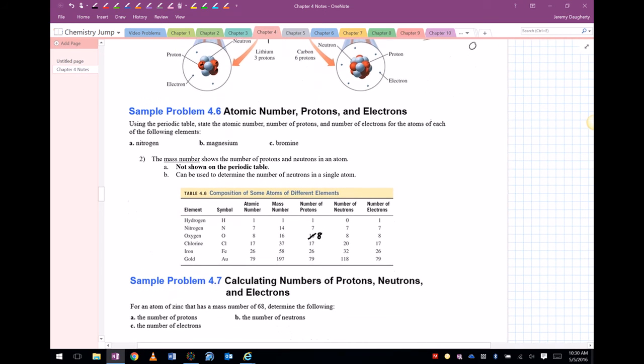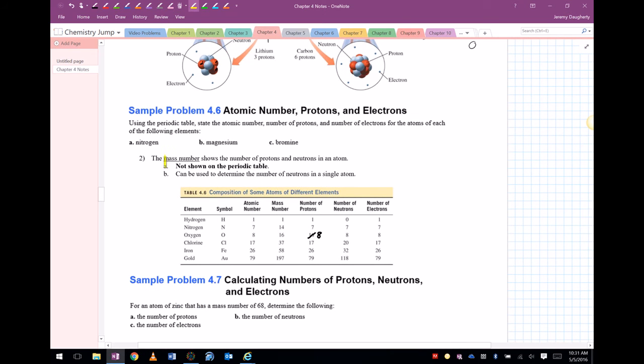Now, the one that students always make a mistake on is mass number. The mass number is the number of protons plus neutrons. So we can write an equation for this. We could say mass number equals protons plus neutrons. The mass number is not the mass. It's a mass number. It's a count of how many particles we have in the nucleus, protons and neutrons. It is not shown on the periodic table. Very important. Super duper underline that one.